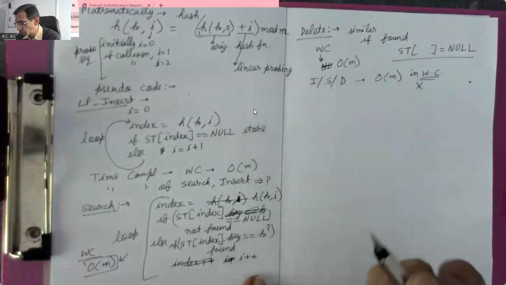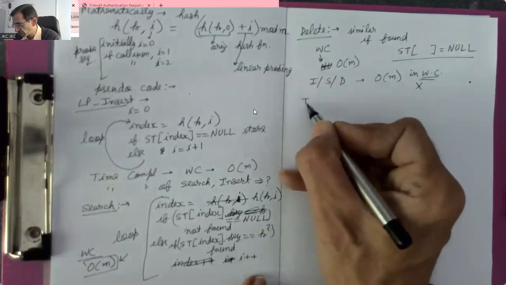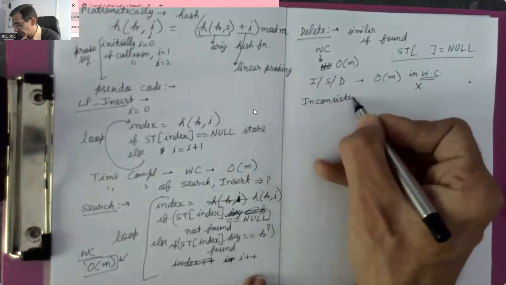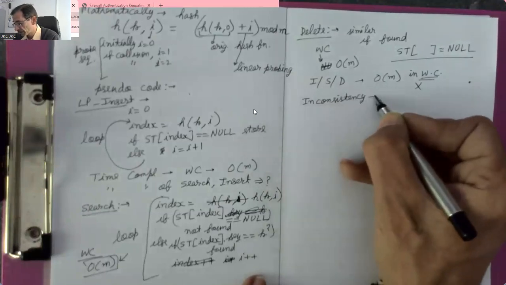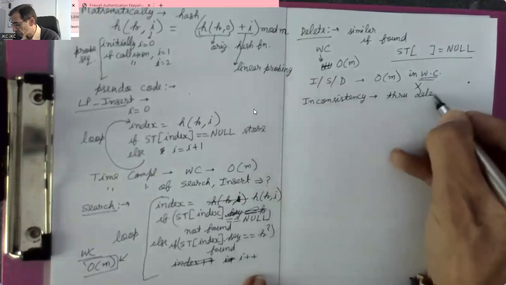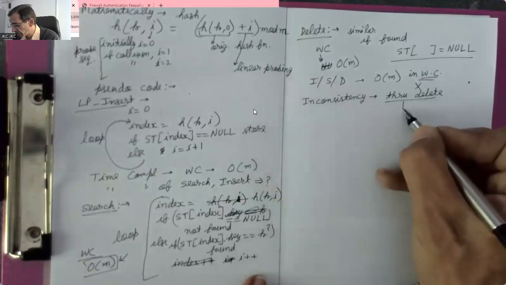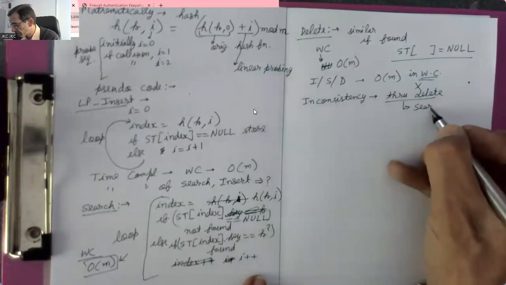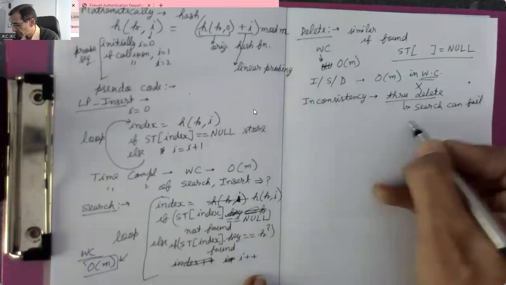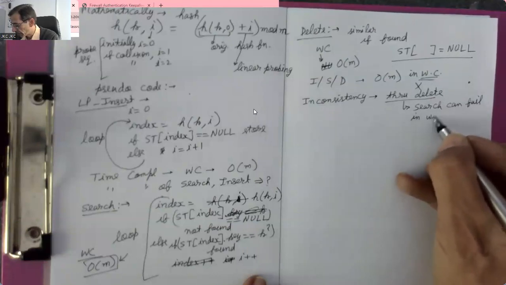But beyond not being good, it has certain inconsistencies also created. Inconsistency can get created through delete. Can you think why? Through delete, effectively, my search can fail in a wrong way. Why? Can you imagine?